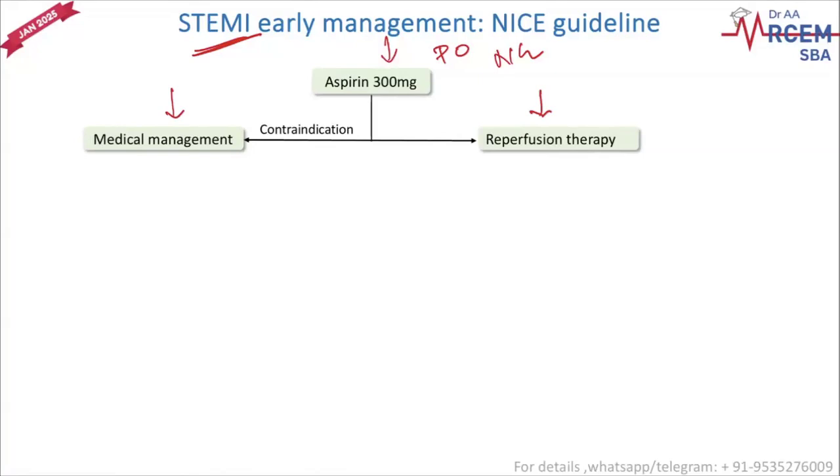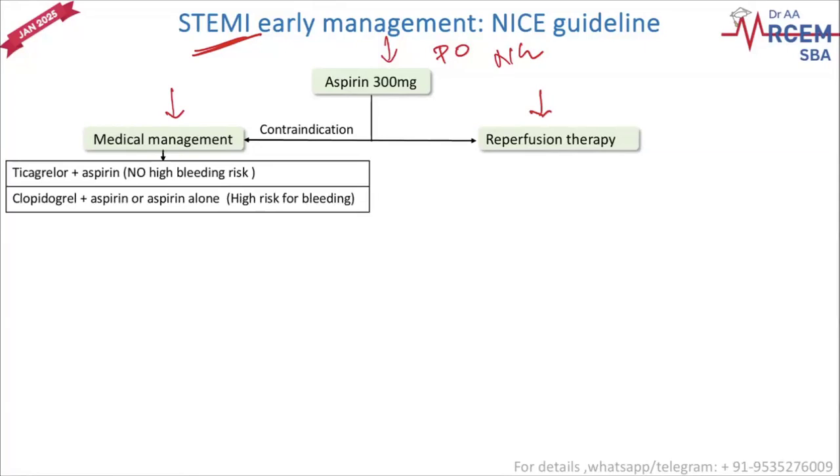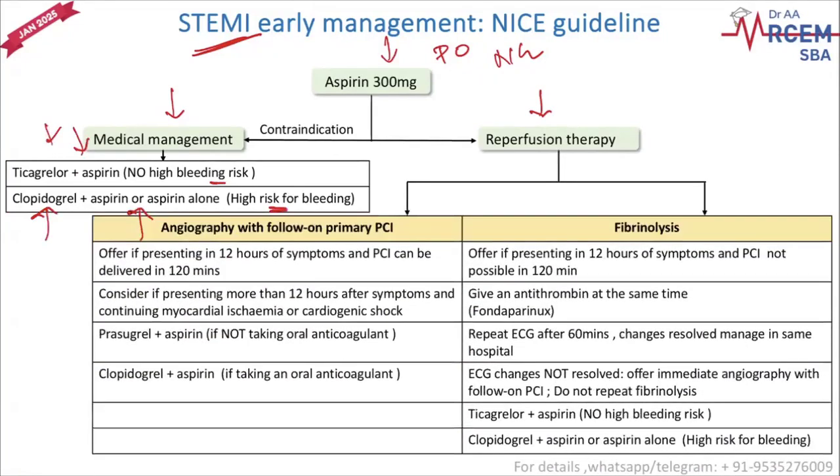So this is the medical management, basically blood thinning agents, what we are giving here. Ticagrelor and aspirin, if there is no high risk for bleeding. If there is a high risk for bleeding, clopidogrel and aspirin, or aspirin alone, will be given, depending on the patient. Reperfusion therapy: there are two options for reperfusion therapy.